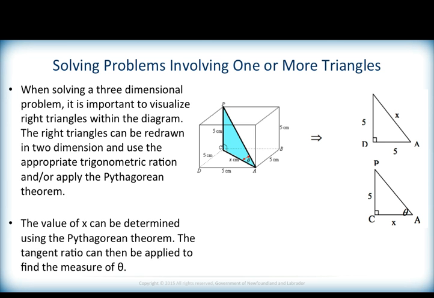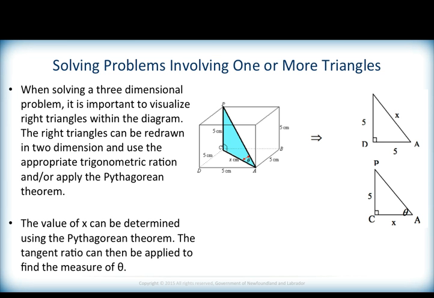But if we take out that triangle and sketch it on the side and make it a two-dimensional shape, we can see then that we have the legs, both are 5 centimeters, and we have to find the hypotenuse x. So the value of x can be determined using the Pythagorean theorem, since that's a question that was applied back in grade 9, where you just have to use your L squared plus L squared equals your H squared.